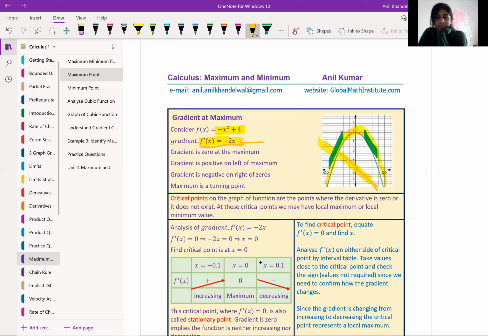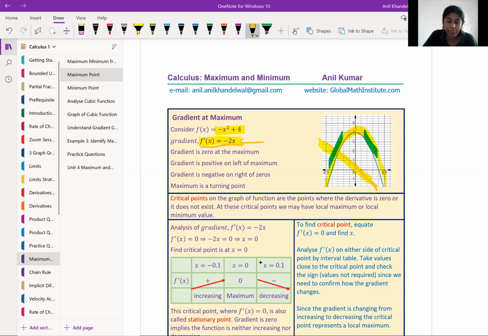And at the maximum, we call that point a stationary point because the gradient is not changing, it is 0. So that's how all these terms are related. Perfect. So now let's go through what I have written here.